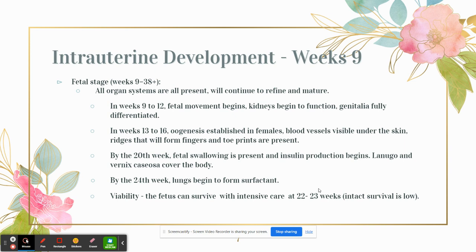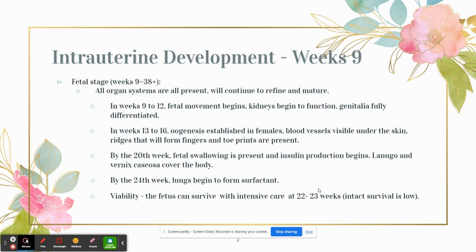Things do go wrong sometimes, but in weeks 13 through 16, female embryos will have all the eggs that they will ever have. They won't mature fully until ovulation years later, but that's good to know for other reasons. That's why women over 35 are at higher risk for chromosomal abnormalities affecting their pregnancy. The fetus will also have blood vessels that are visible under the skin. Skin's very transparent at that point, kind of reddish. Ridges will form the basis for fingerprints and toe prints.